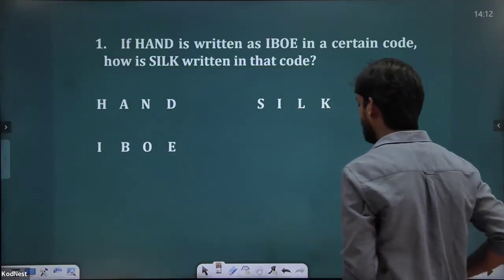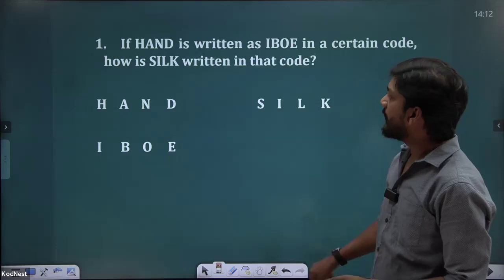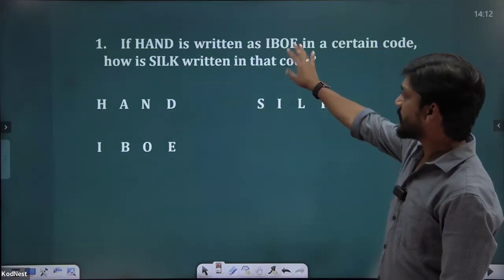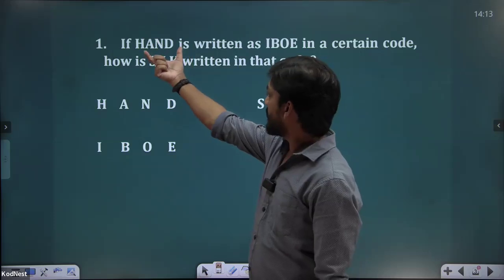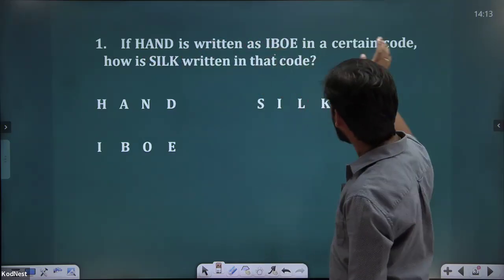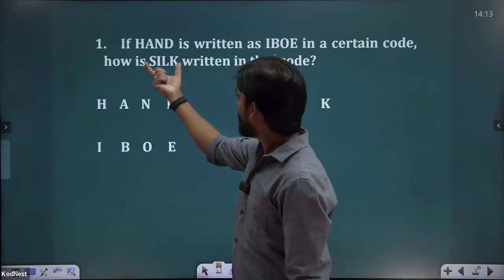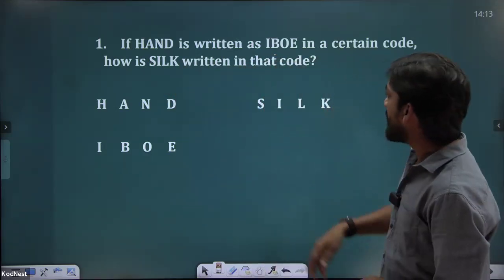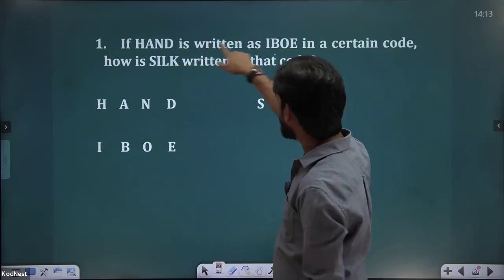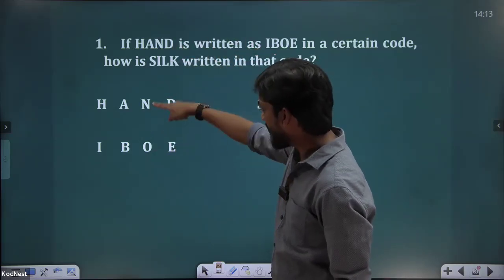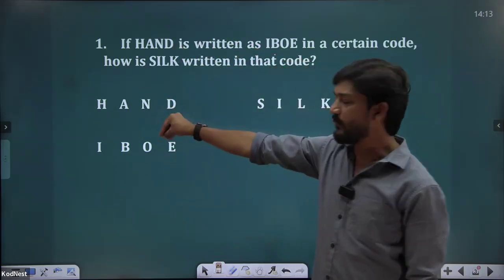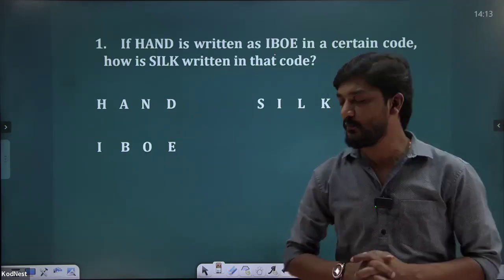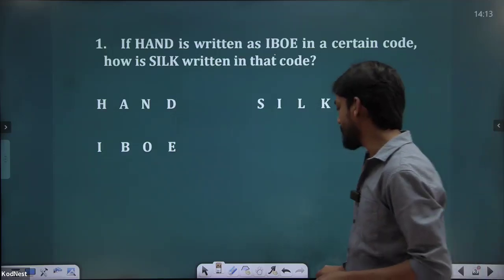All right. So carefully see the language of the question. This is how the language of the question will be. If this word is written as this in a certain code, then how will this word be written in the same code? So first we have to decode this coding, how this coding has been done, and the same code we have to apply there also. The question is actually very simple because we are just starting with the questions.